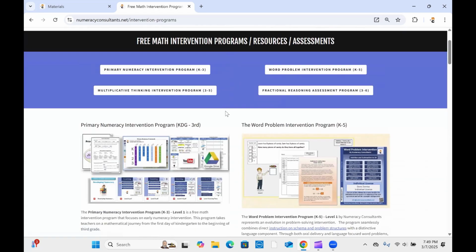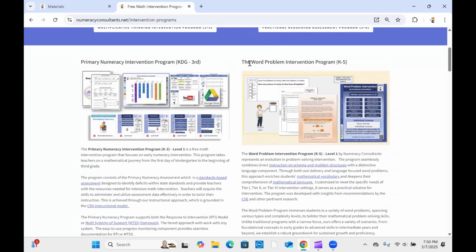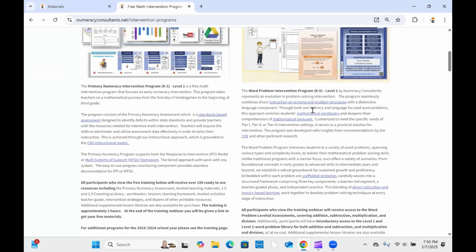We also have other intervention programs. I strongly recommend the word problem intervention program and the K through 3 primary numeracy. That's all about the numbers and the skills and the raw skills and in the mathematical reasoning. This is all about problem solving, teaching them about the structures of different problems and different strategies. And so these two programs are a really good combination that you can use together.